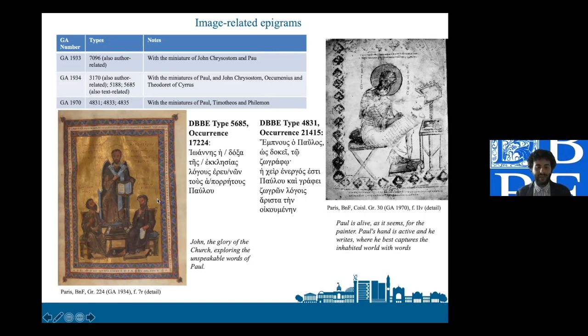In the other case that I put in my presentation is a miniature taken from the manuscript GA 1970, Parisinus Quarinianus Graecus 30, and it describes the action of Paul writing the scroll of the Romans before the text of the Pauline epistle to the Romans. Interestingly, in the same manuscript, there are other two image-related epigrams for the miniature of Saint Titus and Saint Philemon before the relevant epistles.